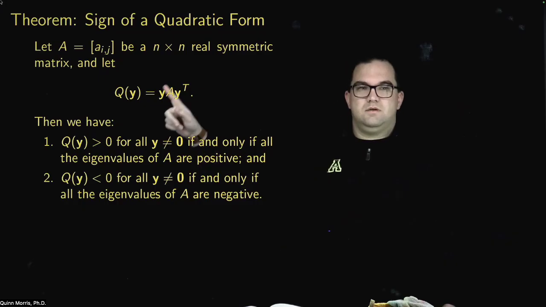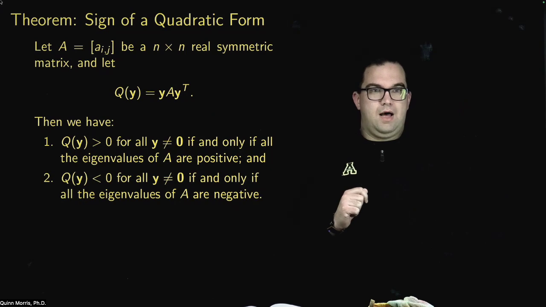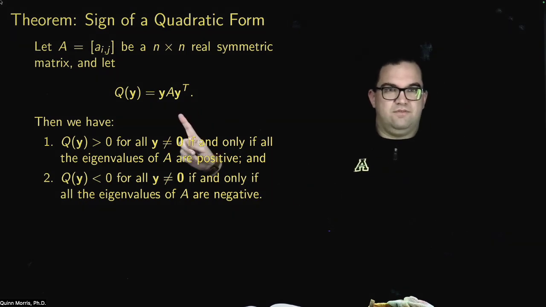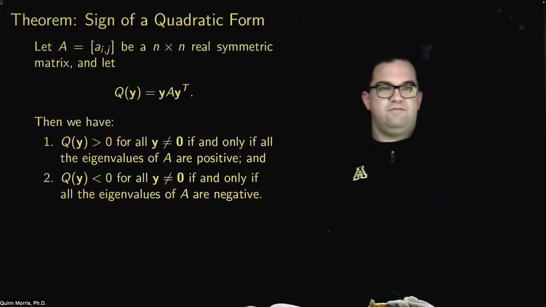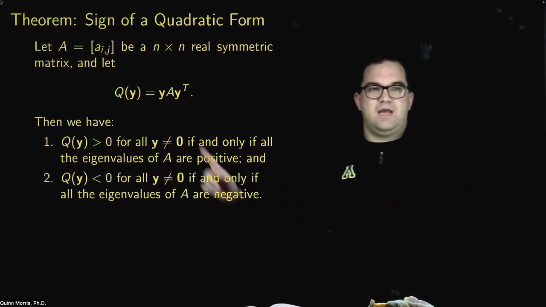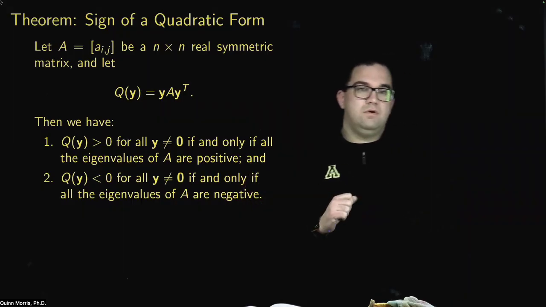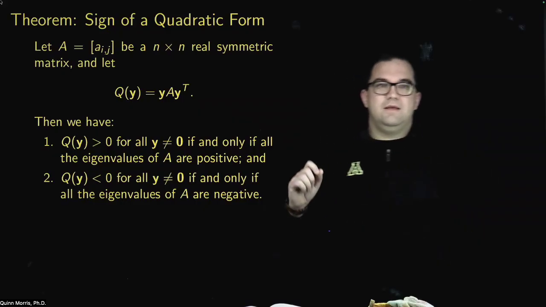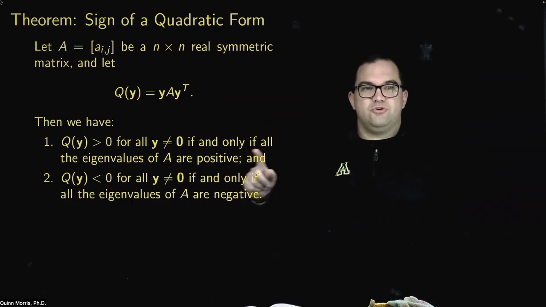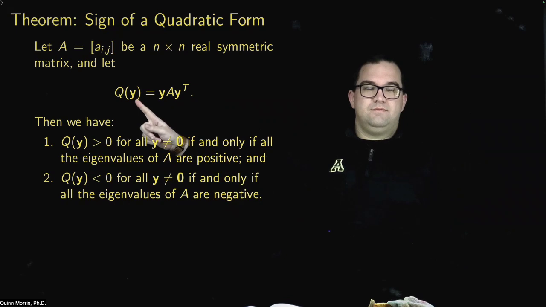But this quadratic form will be greater than 0 for all non-zero y if and only if the eigenvalues of the matrix are all positive. And this quadratic form will be negative for all non-zero y if and only if all the eigenvalues of this matrix A are negative. Now, let me point out one other thing that we're going to want to make use of in a little bit. Because these are if and only ifs, if this changes sign, right?